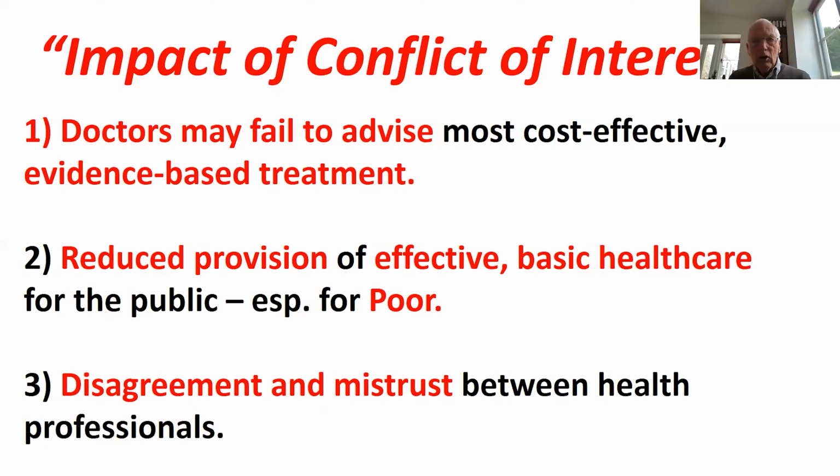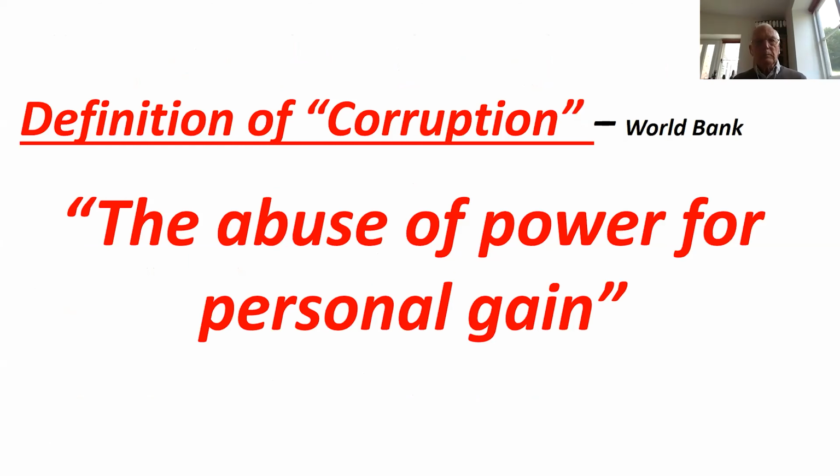So what's the impact of conflict of interest? Well, three. Firstly, doctors may fail to advise the most cost-effective evidence-based treatment. And that leads on to number two, which means a reduced provision of effective basic healthcare for the public, especially for the poor who can't get access to it. And thirdly, something that is a personal thing, is disagreement and mistrust. I have been really quite horrified and shocked at the level of disagreement and anger and mistrust between individual doctors who take either no view about conflict of interest and they say it's not a problem, and those who would like to explore it. Let's go on to the second dimension of the paper, definition of corruption.